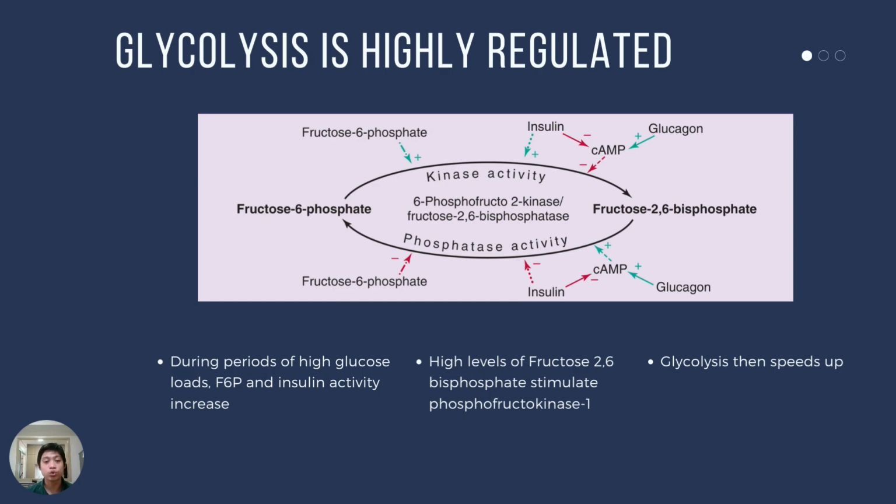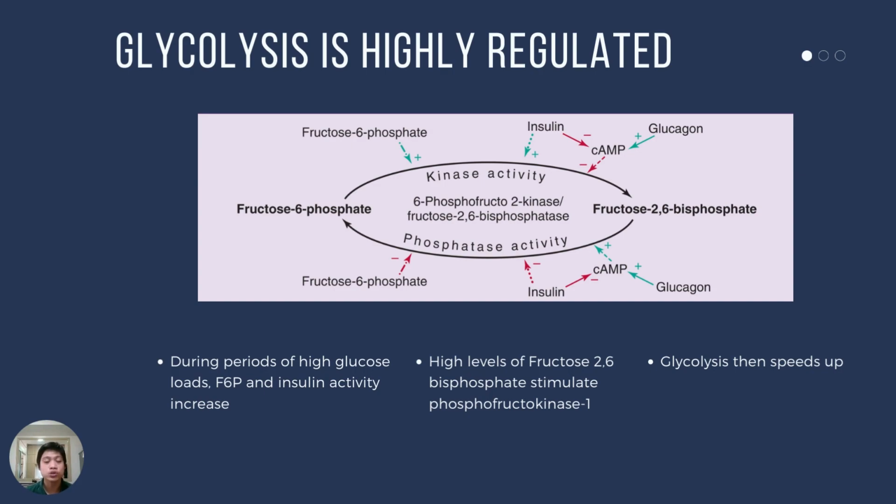High levels of fructose 2,6-bisphosphate will then stimulate PFK1, which is the enzyme you find in glycolysis. High activity of PFK1, which is the committed step, will then speed up glycolysis. So let's recapitulate. High glucose load, high levels of insulin. High glucose load, high levels of fructose 6-phosphate through glycolysis.